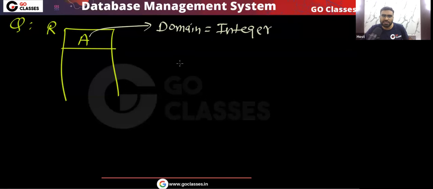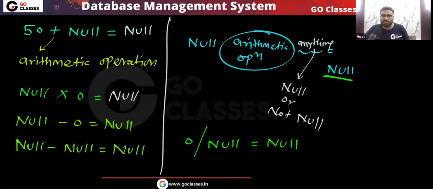Now you tell me the domain is integer, remember. Now you tell me, if I say null minus 0, what will that be? If I tell you that domain is integer, and I ask you what is null minus 0, what will that be? Again, that will be null. Remember, arithmetic operation with null is always null. There is no exception. Is this clear?